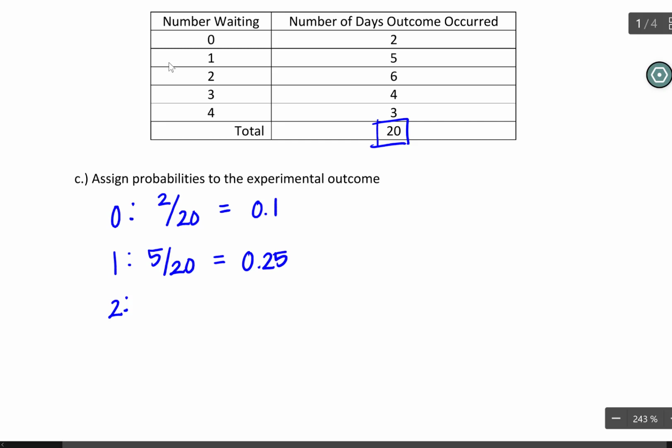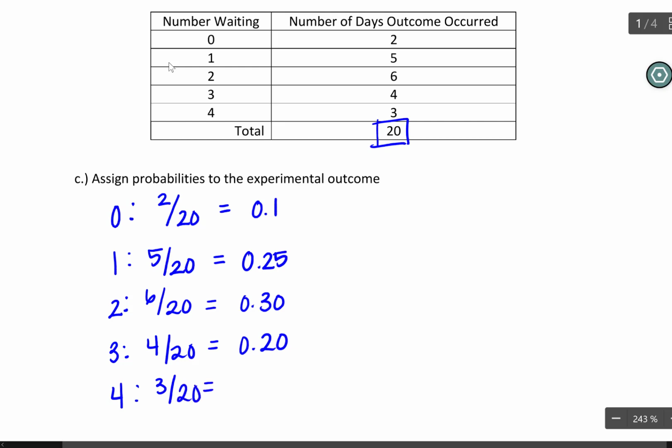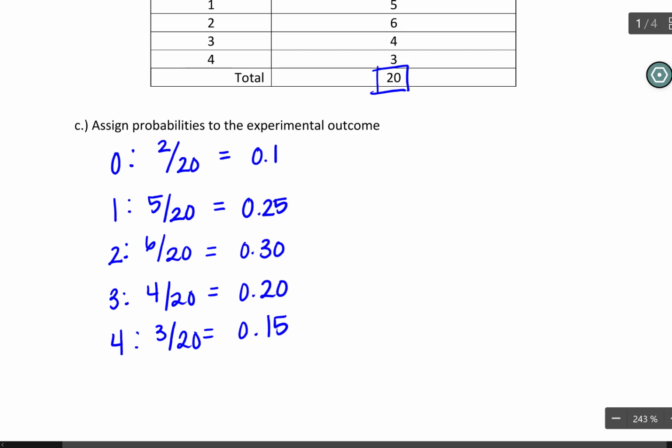Moving right on down the row, 2 people waiting. We had that happen 6 times, so 6 divided by 20 total days gives us a probability of 0.3, or you could say 30%. Then we had 3 people waiting 4 of the 20 days for a probability of 20%, or 0.2. And then 4 people were waiting on 3 of the 20 days, or a probability of 0.15.